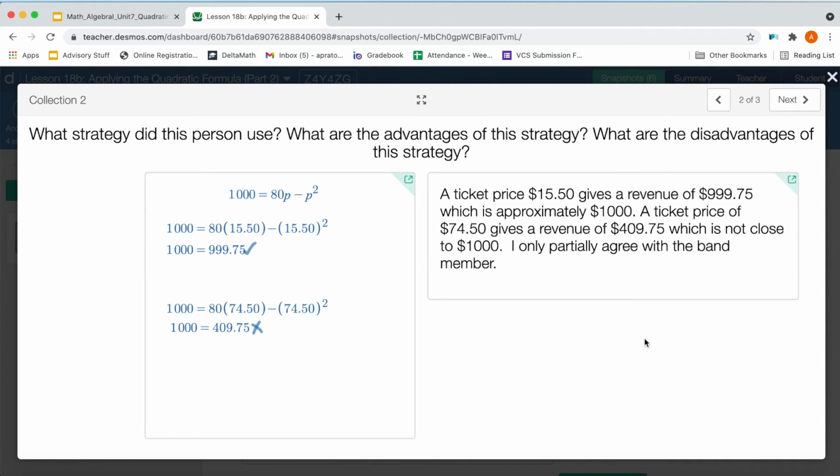And then the next one, what strategy did this person use? They use substitution. This is probably what you're going to see the most of. This is what students will gravitate towards, especially because it's a strategy that they've used in the past to check their work, often when solving equations.